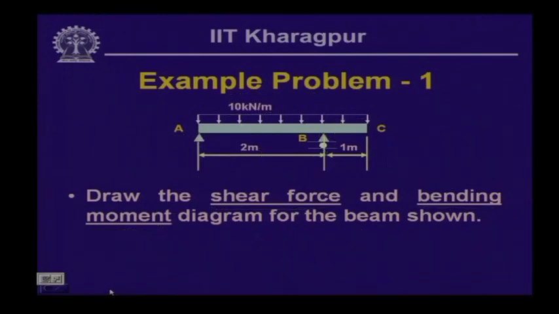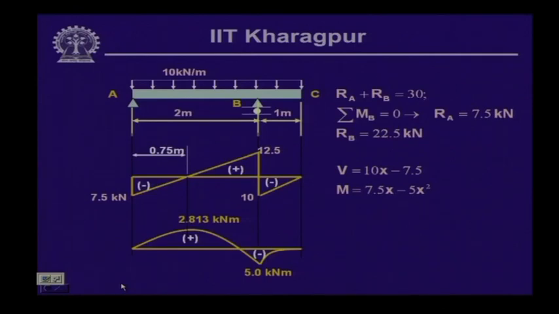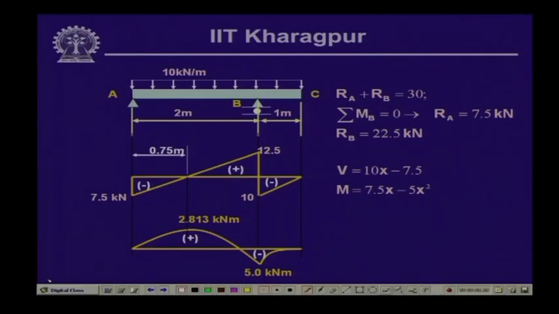Correspondingly, R B is equal to 22.5 kilonewton. Now, let us draw the shear force and the bending moment diagram. Here we have plotted this, you can have a look at it. R A plus R B equals 30 kilonewton, and as we have seen, R A is equal to 7.5 kilonewton and R B is equal to 22.5 kilonewton.